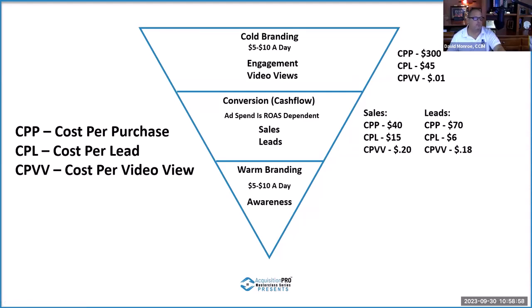Now, if we get into warm branding, which is our awareness, now we had engagement up here. We got awareness down here, as well as our conversion. So we're doing awareness and conversion. Here we're doing engagement and conversion. So for awareness, same thing. It can even be the same exact ad. If you're running an image ad here, I'd change this to a video ad. But if you're running a video ad here for engagement, just use the same ad here.